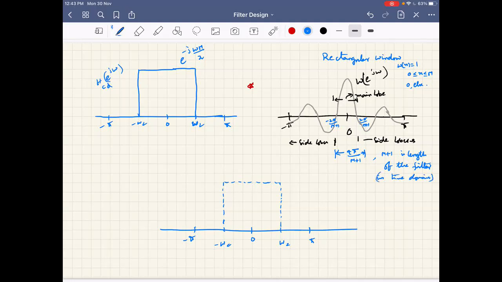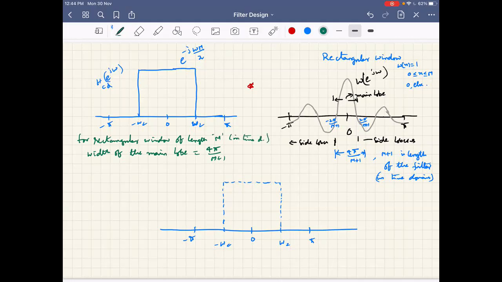Okay, and this is the width of the main lobe. Whatever you have seen here is the width of the main lobe. So let me write it somewhere. The width of the main lobe is equal to 4 pi by m plus 1 for a rectangular window of length m. Okay, length m in the time domain.